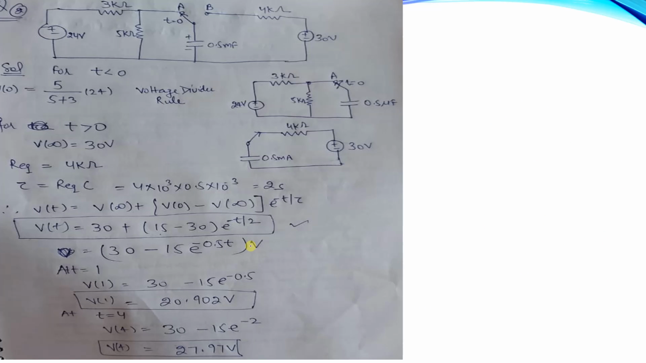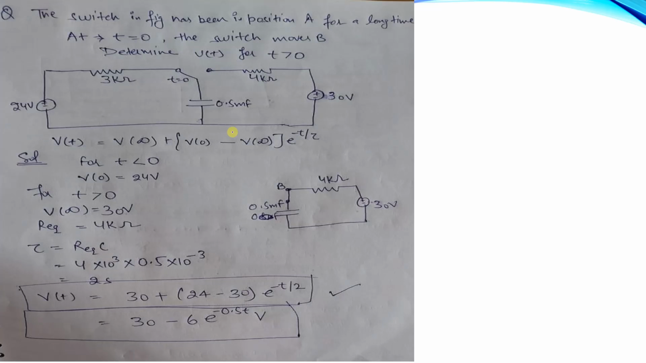Now we are considering one example to clarify the explanation of RC transient response. The circuit is given to us. First we consider this example. The switch in the figure has been in position A for a long time. At t is equals to 0, the switch moves to B. Determine Vt for t greater than 0. We find out the value of Vt when t is greater than 0.